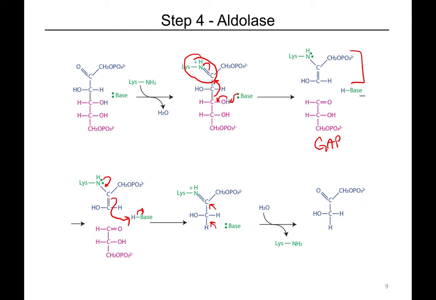C2 is linked up with the Schiff base, but remember, this can easily be hydrolyzed off. So then water comes in, it replaces the double bond between C2 and the nitrogen, releasing our ketone product, dihydroxyacetone phosphate. So this is DHAP.